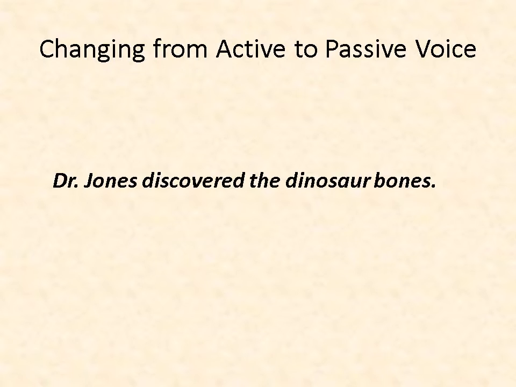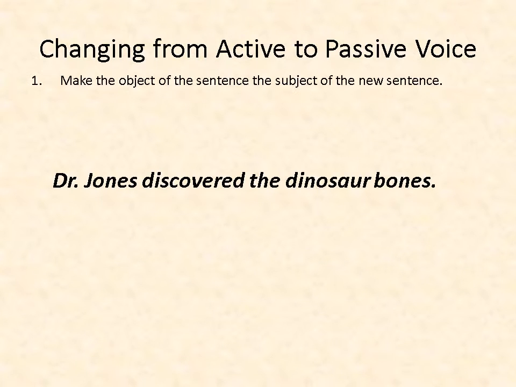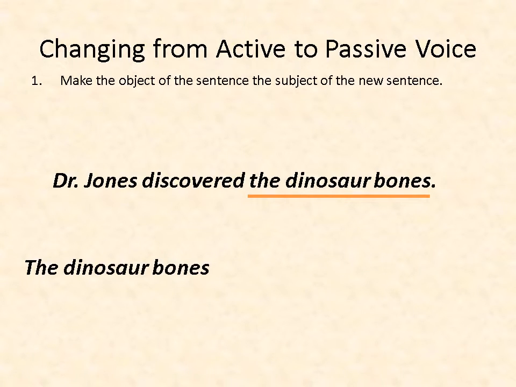So how do we change a sentence from active to passive voice? Here's an example. Dr. Jones discovered the dinosaur bones. The first thing we do is we make the object of this sentence the subject of the new sentence. So there's the object. It becomes the subject, the dinosaur bones.